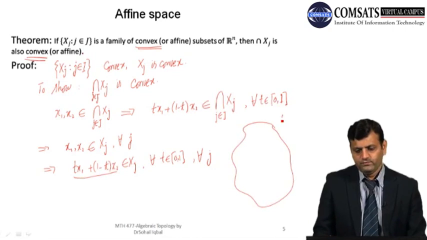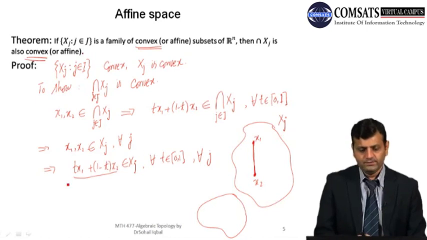So let's say this is Xj, and x1 and x2 belong to this. When you take t equal to 0, then it is basically x2. When you take t equal to 1, then this is x1. So starting from this point to this point, this is the line segment joining x1 and x2, and it is totally contained in Xj for each and every value of j. So let's say it is contained in X1 as well, because x1 and x2 are also elements of X1, and similarly for X2 and for other values of j.